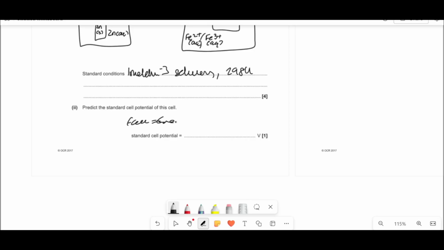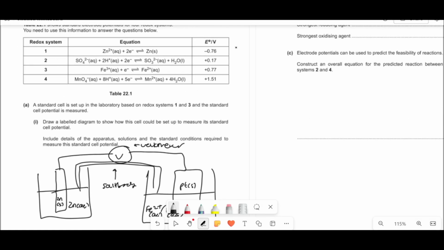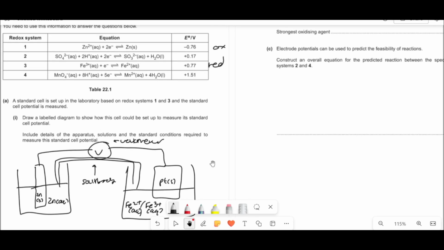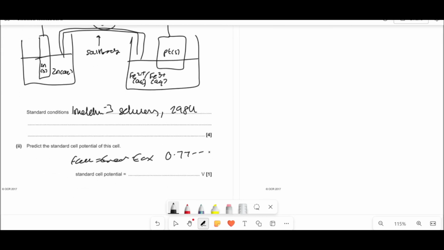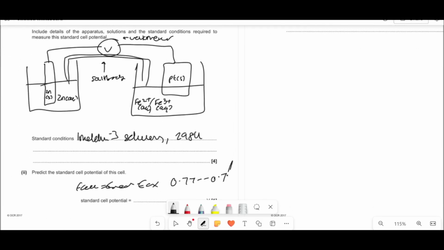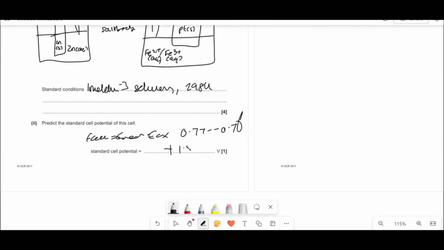So E cell equals E reduced minus E ox. So we need to figure out which one's being reduced and oxidized. If it's 1 and 3, this one's the more negative one, so that's ox, and that's reduced. So then it's going to be reduced minus ox, which is 0.77 minus negative 0.76. If you do that, you end up getting plus 1.53 volts.